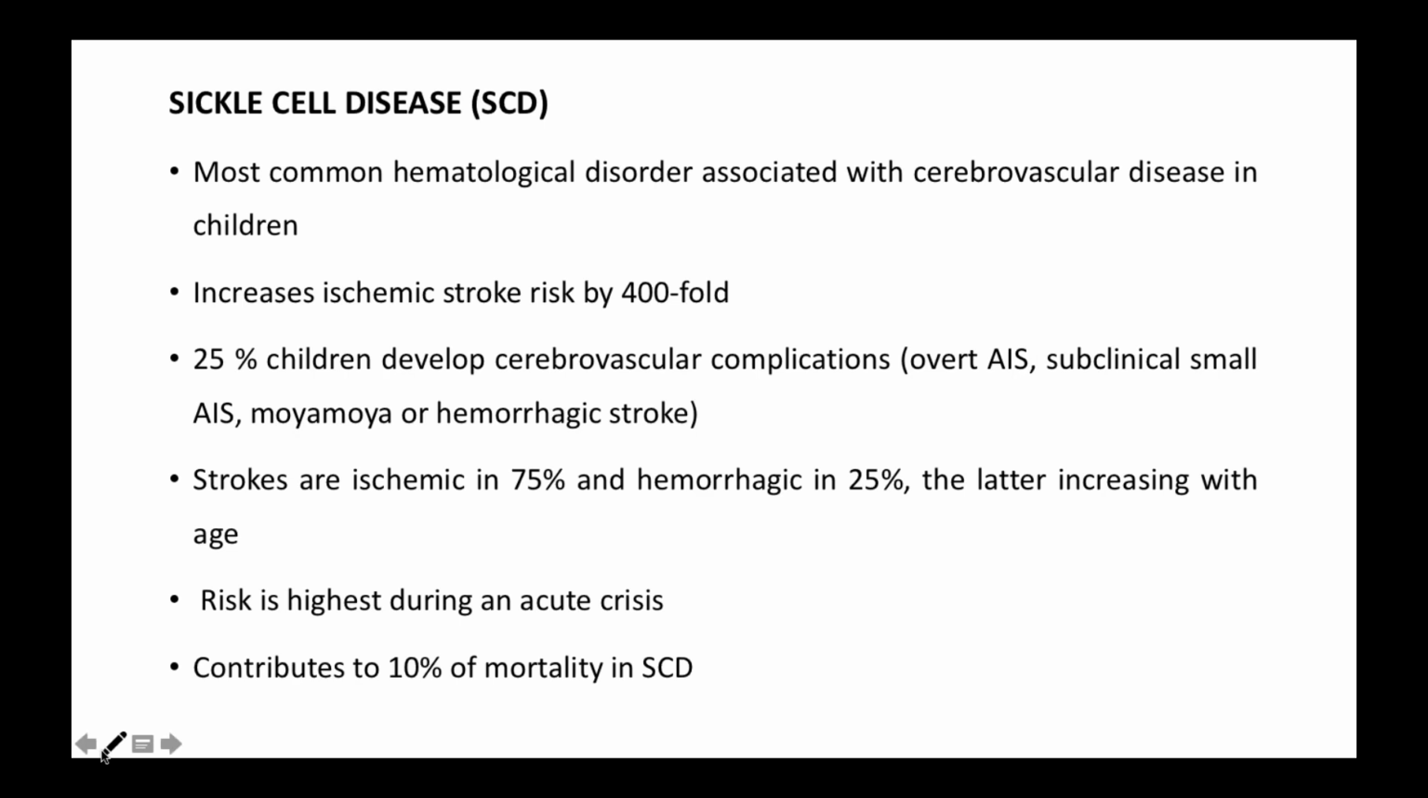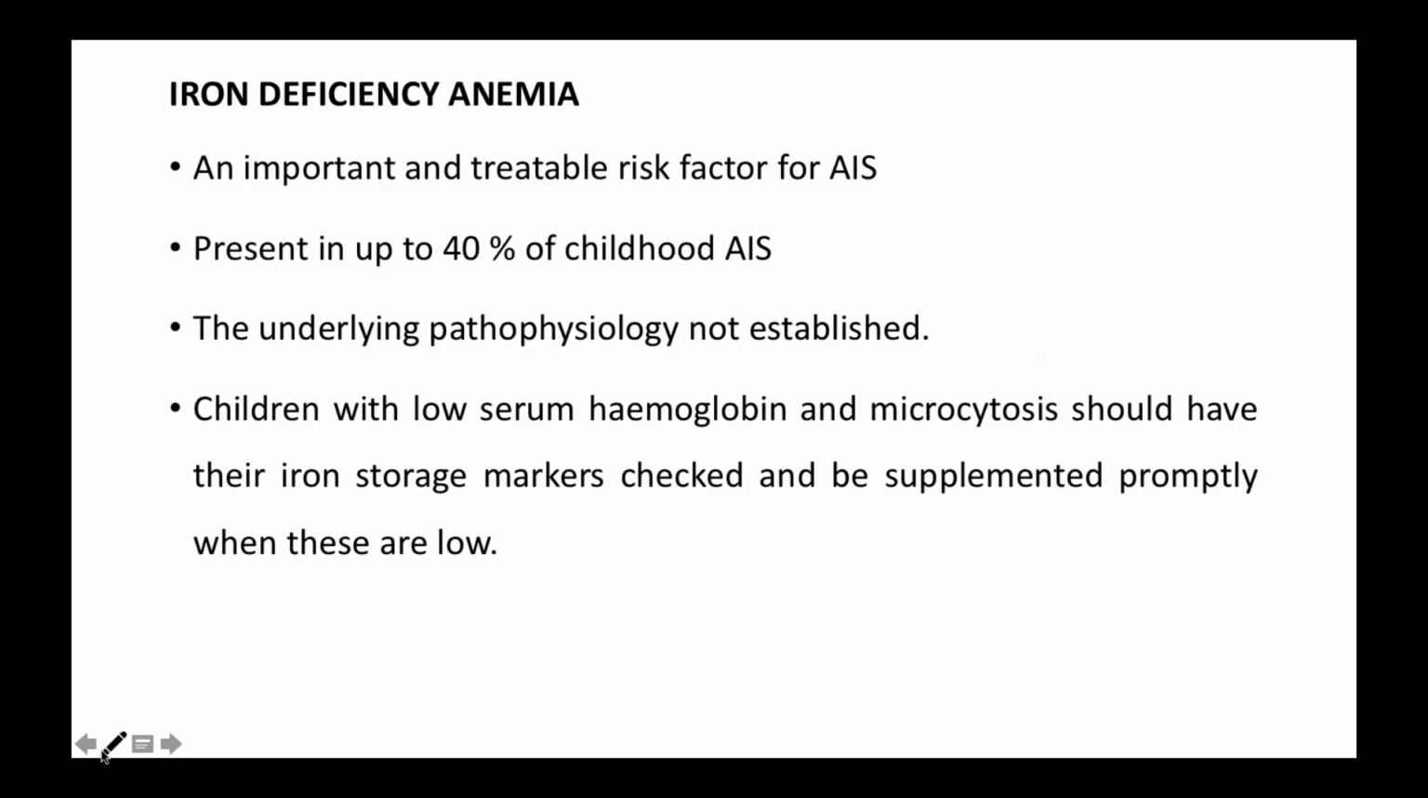And the risk is highest when there is acute sickle crisis. So during this acute crisis, the chances are very high, and therefore we have to manage this crisis very judiciously. And it is a cause of 10% mortality. So AIS is a very, very important cause, especially in Africa, sub-Saharan countries.